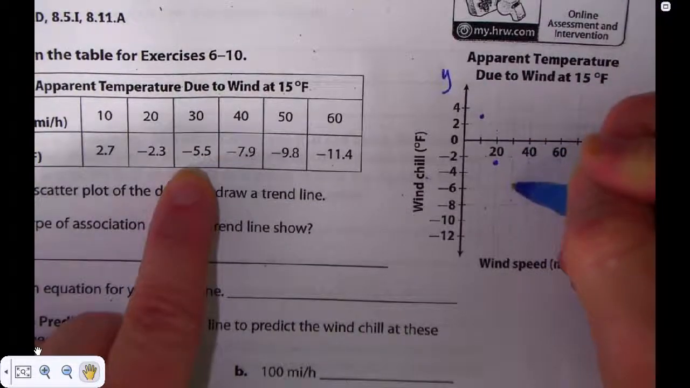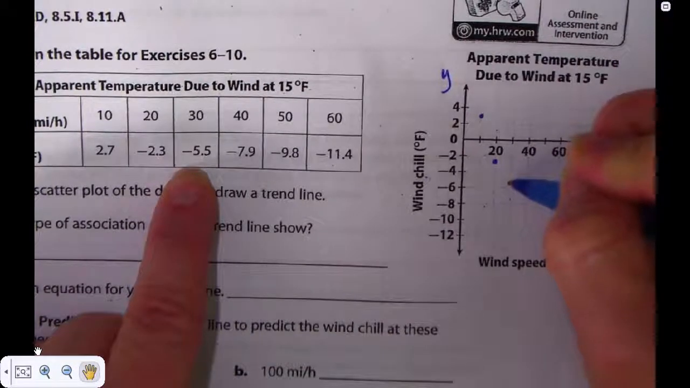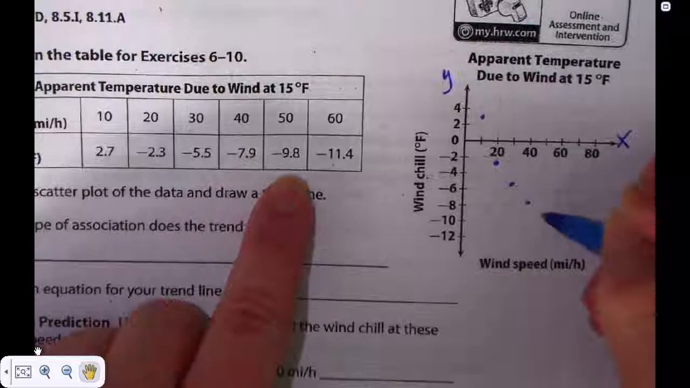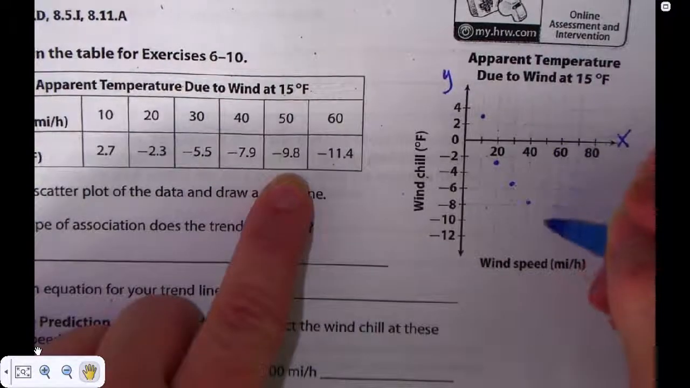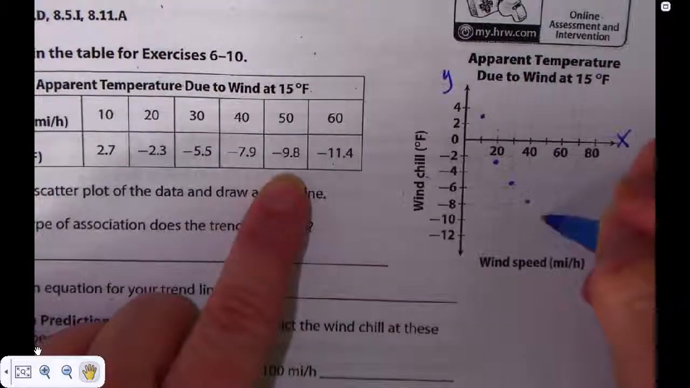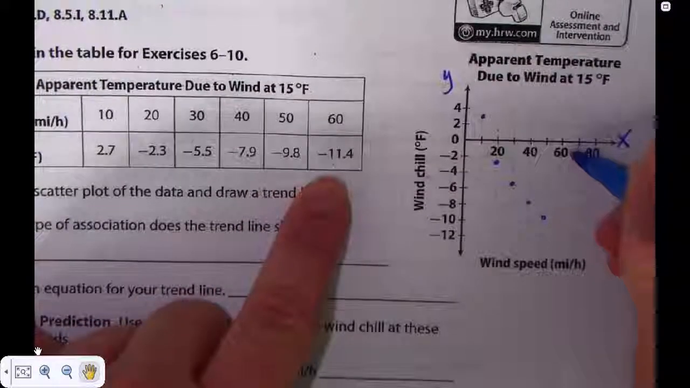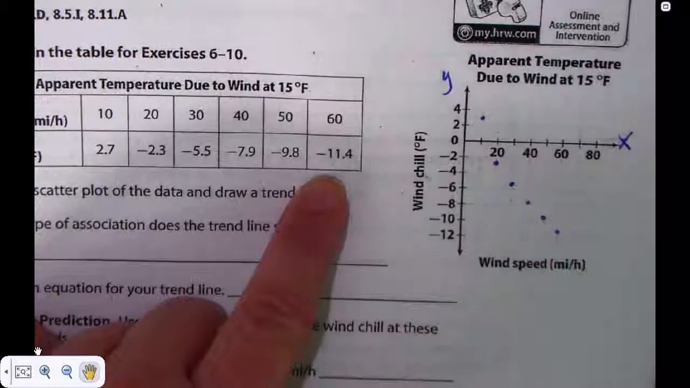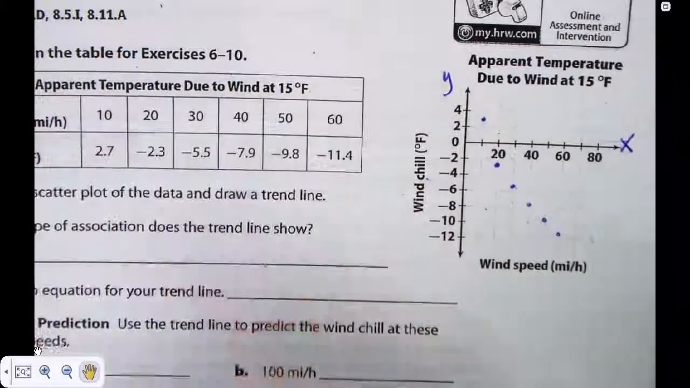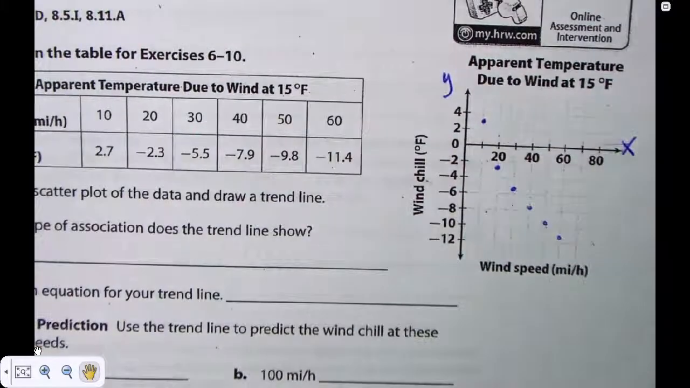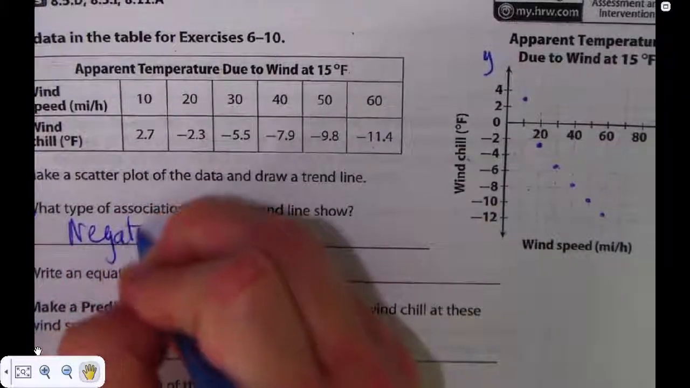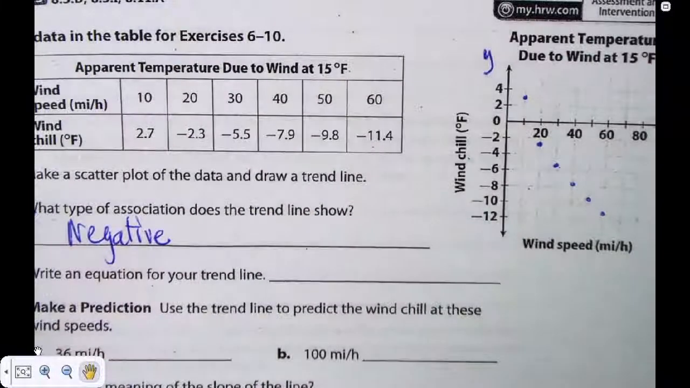And remember on these, you're not going to get any of them exactly where they're supposed to be. It's no big deal, as long as you get it close. Okay? What type of association is this? Negative association. It's going to be negative.